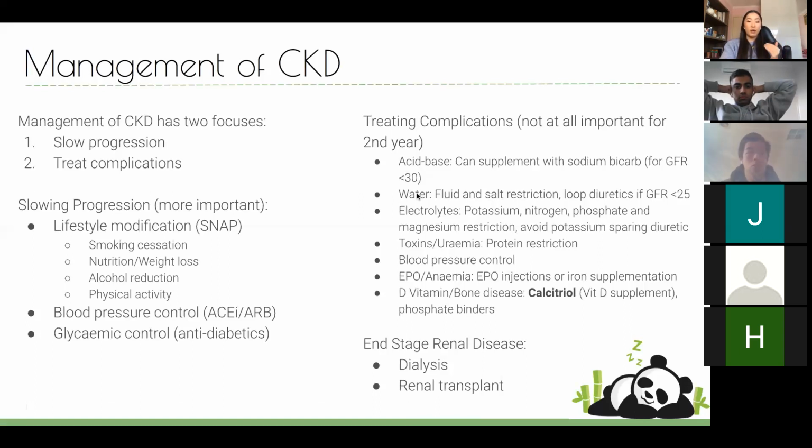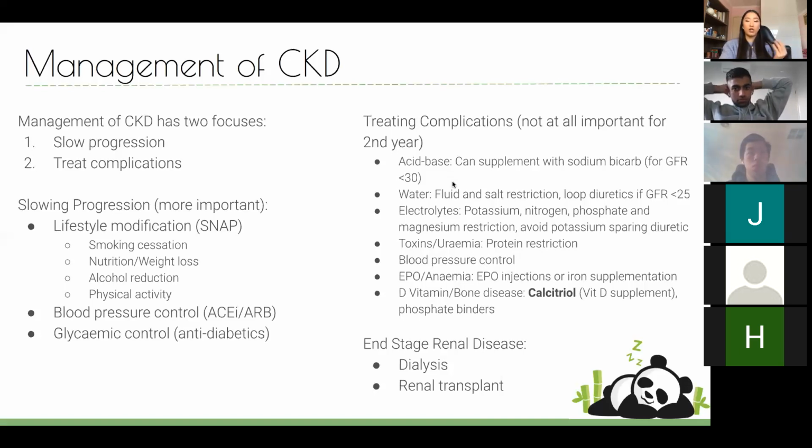Again, you just think about what each of the complications are and treat it. For the vast majority of them, it's to do with restriction. So if you have too much water, you restrict fluid and salt. If you have too many electrolytes, you restrict those electrolytes. If you have too much uremia, you restrict protein because it's a breakdown product of protein. And then supplementation whenever things are low.